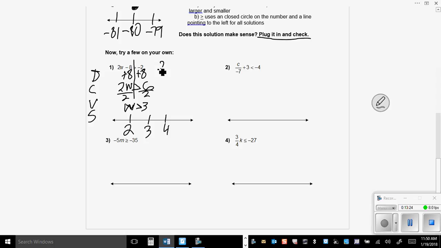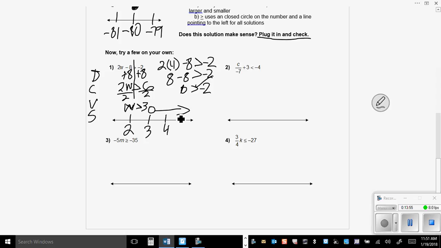So we have 2 instead of the W, write our 4. Right? 8 is greater than 2. And 8 minus 8 is 0. -2 just simply drops down. Is 0 greater than -2? Yes, it is. We did everything right, so we can go ahead and graph it. Is that going to be open or closed? Yes, sir. Yes, ma'am. It will be open, and we will go to our right.